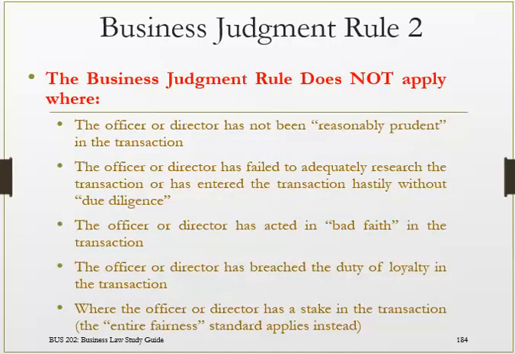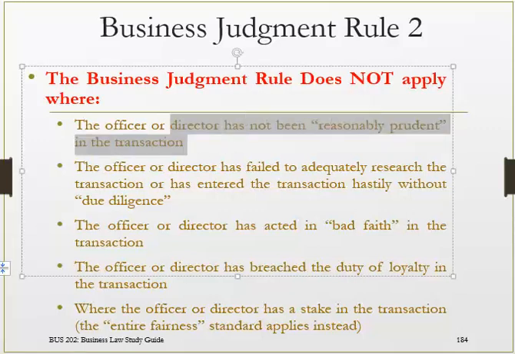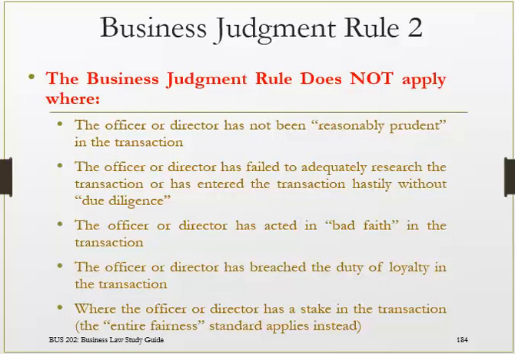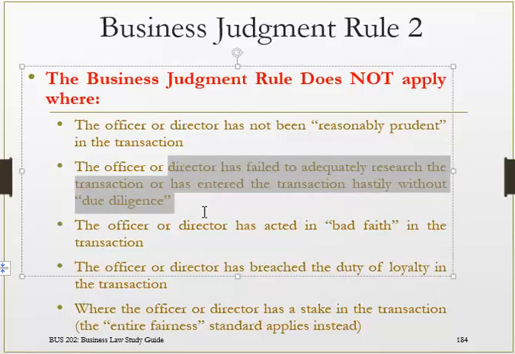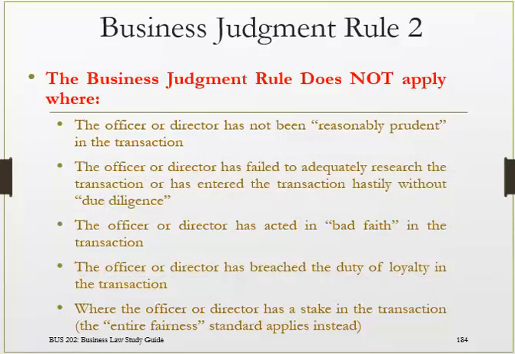So the business judgment rule applies in all cases. Just because you make a bad decision doesn't mean you're liable, except in some of these circumstances. Number one, where you haven't been reasonably prudent. If you haven't done your research, if you haven't done your quote-unquote due diligence, well, then you're not protected by the business judgment rule. Or if you haven't adequately researched the transaction, that also is a reason why the business judgment rule would not protect you. Again, if the business judgment rule doesn't protect you, well, then you can be liable as a corporate director or officer if the corporate shareholders lose money, which usually happens when you're talking about a bad decision on behalf of a corporation.